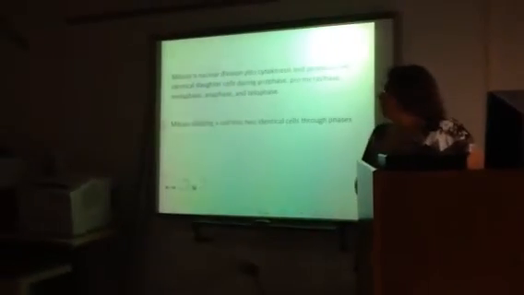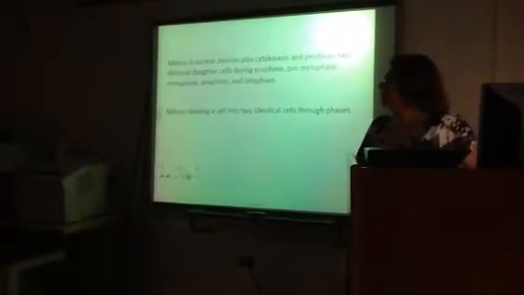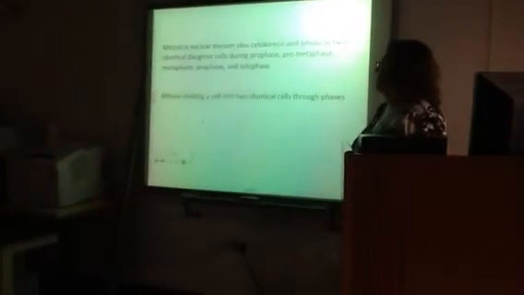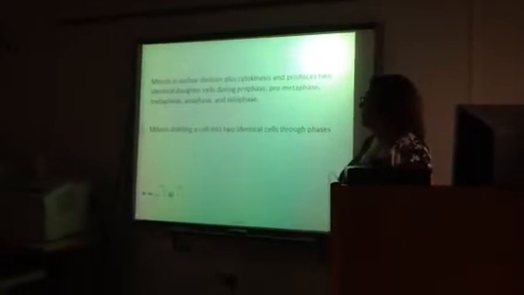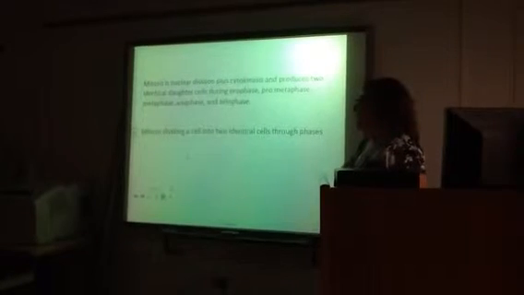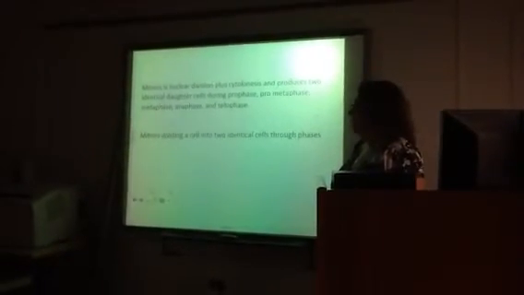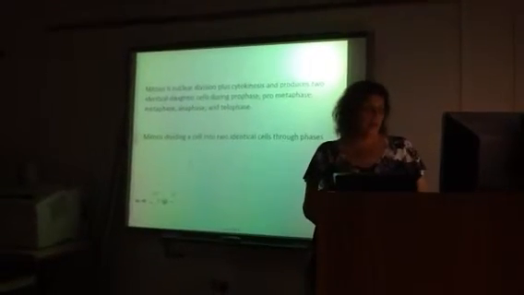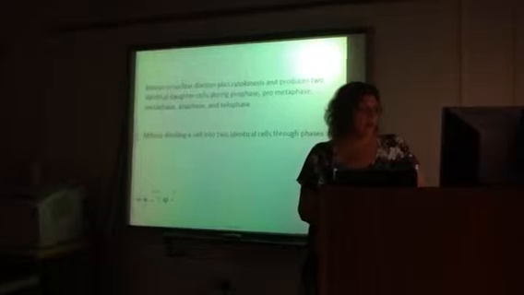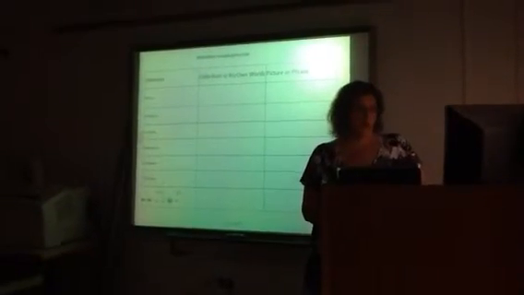So this is the definition from the website. It says mitosis is nuclear division plus cytokinesis and produces two identical daughter cells during prophase, prometaphase, metaphase, anaphase, and telophase. The second sentence is an example of the students putting it in their own words: mitosis is dividing a cell into two identical cells through phases. And then the last column of the journal is a picture or a phrase.